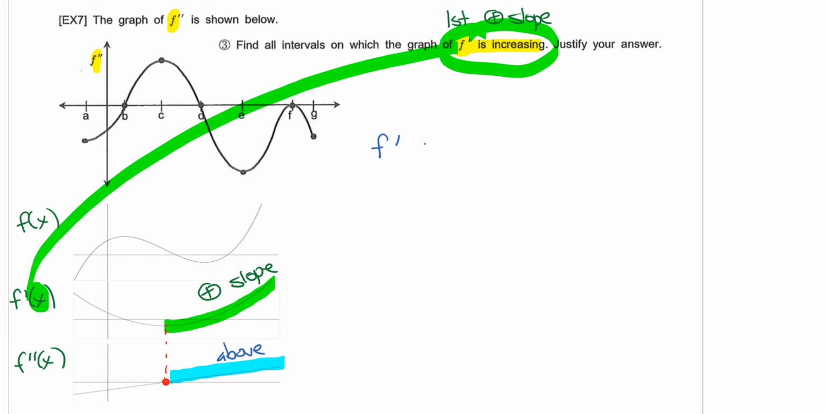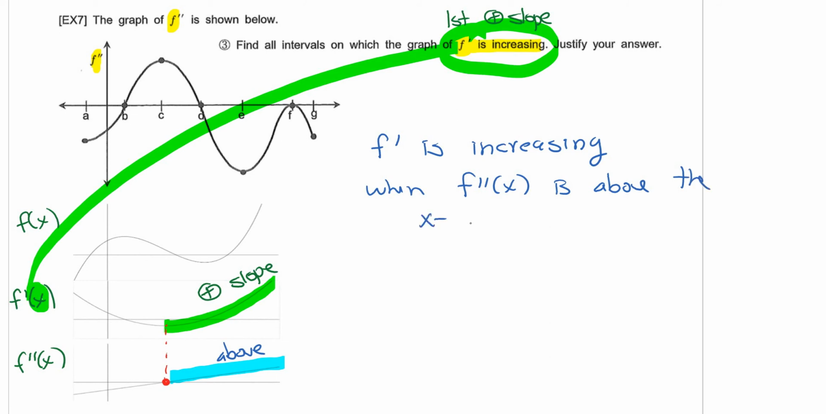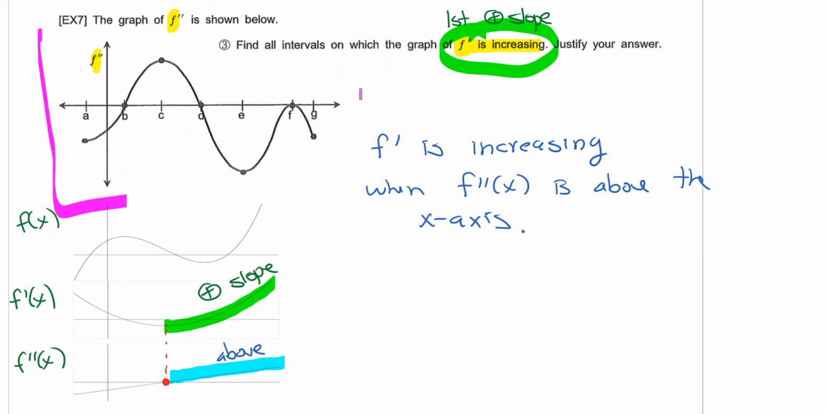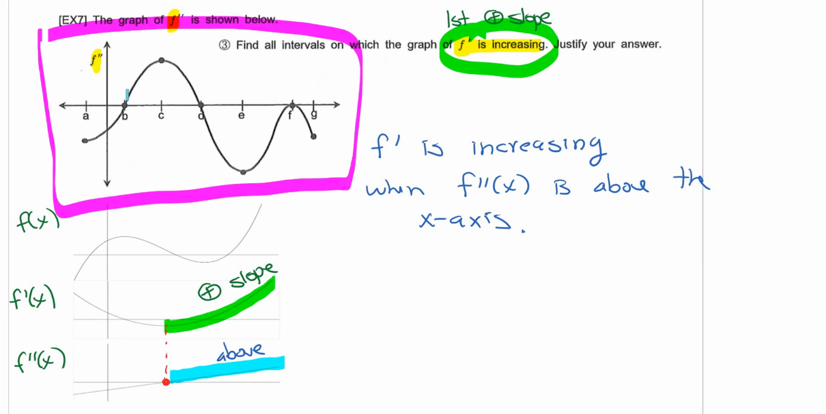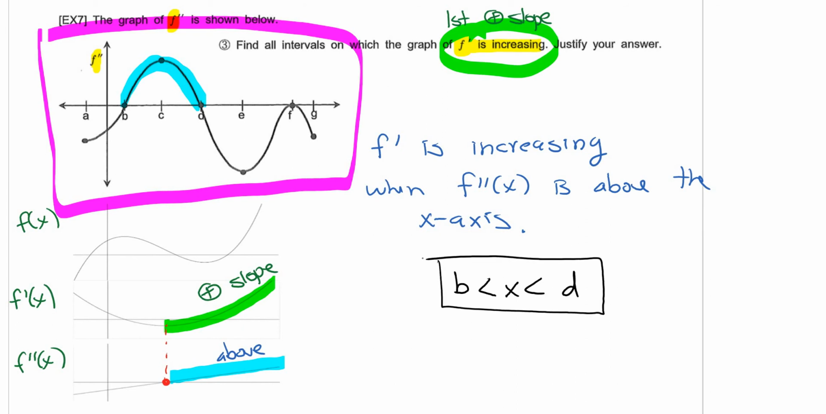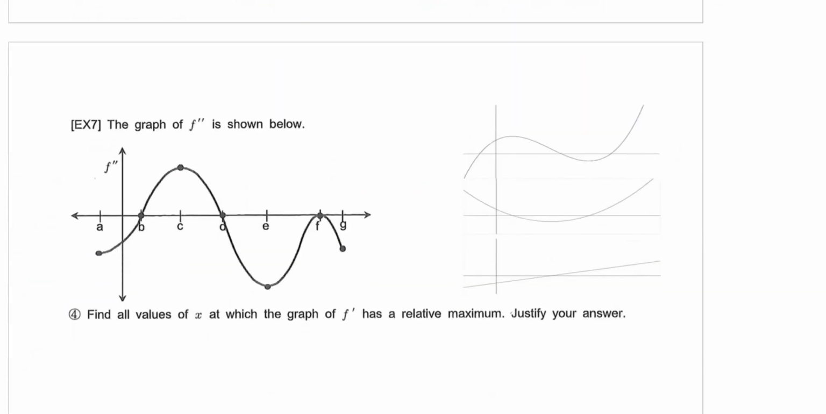So I can say f prime of x is increasing, which means positive slope, when the second derivative graph is above the x-axis. So we just need to find the regions where our question graph is above the x-axis. Well, it's above the x-axis from B to D. So that's the same answer as question number 2. So when I'm between B and D, that's when I'm above the x-axis. Okay, let's go on to the final 2 questions here.